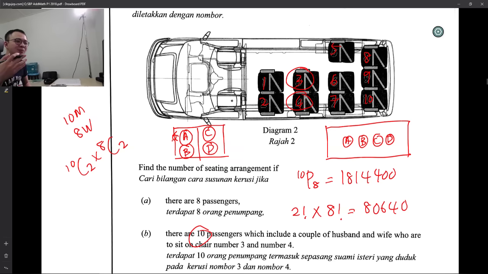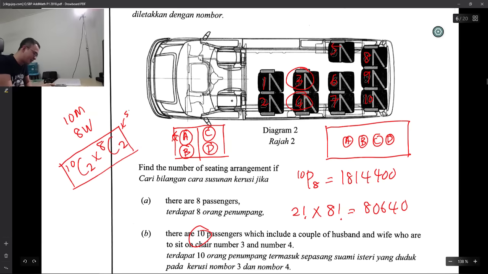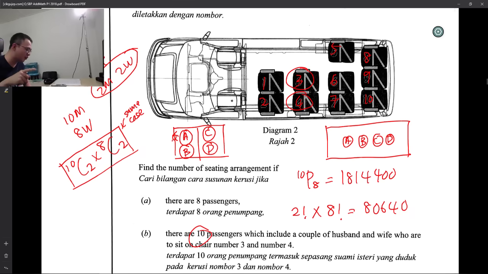And when to use multiply and when to use plus. Alright, so when we use multiply, is when they are in the same case. So you realize this is the same case, right? Because over here, they say they want to select 2 men and 2 women. This one is one case, because in one case, they need to select 4 of them. So when it is the same case, I always use multiply.